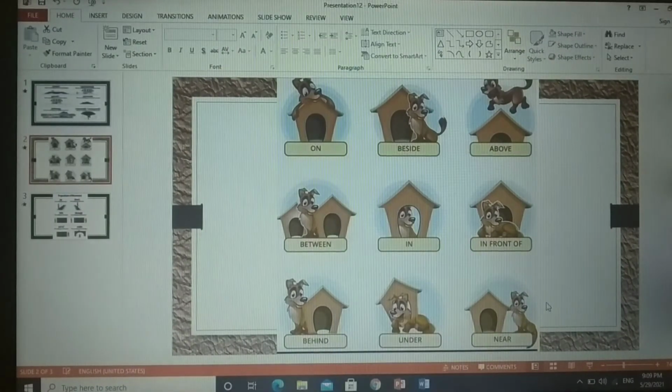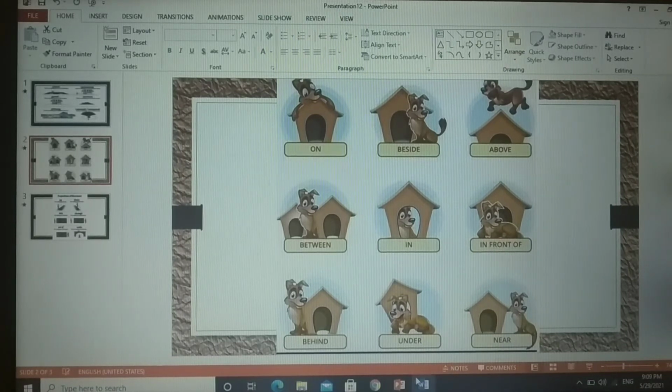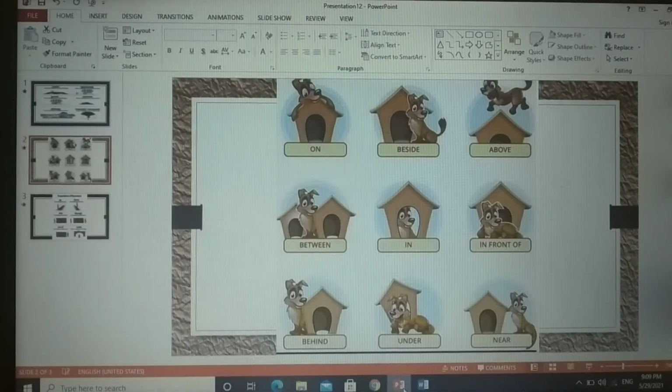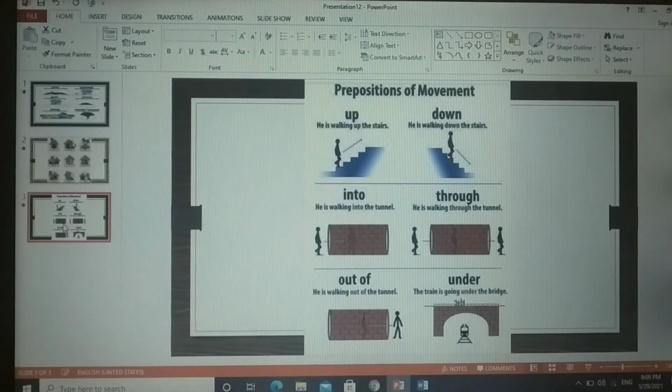It means, as I have written, near is next to. Near means next to. Here we have written where, next, near, next to, beside. They are synonyms, kind of synonyms, okay? As we finished here, let's continue from here.